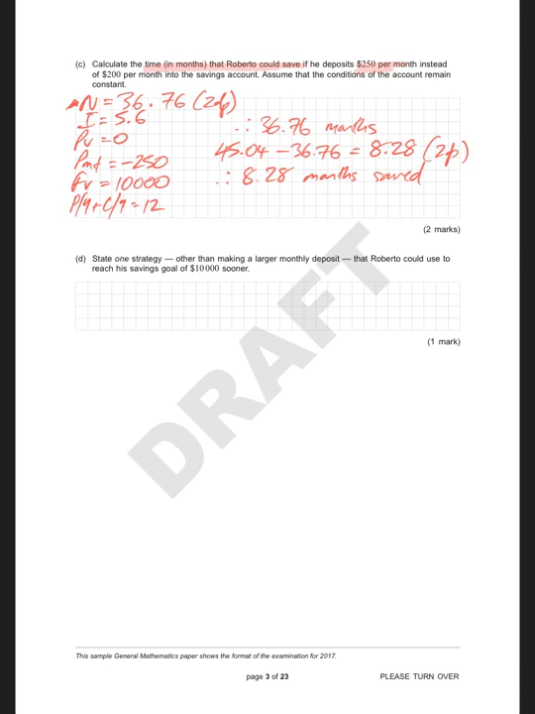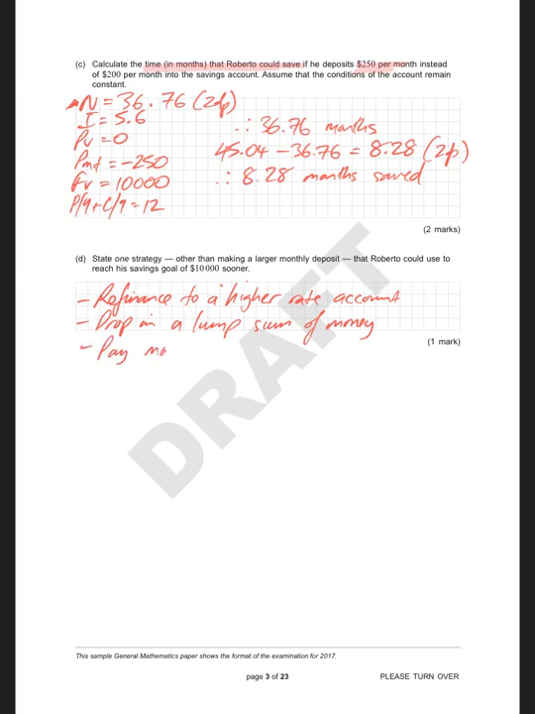State one strategy other than making a larger monthly deposit. So what else can he do? He could refinance to a higher rate account. He could drop in a lump sum. I probably wouldn't go with that because that's technically just paying more anyway. The only other one I could think of is pay more often as well. So I believe that's question 1 done. I've got a printed version of the exam next to me, just if I need to do working out on paper. Yeah, that's question 1 done.